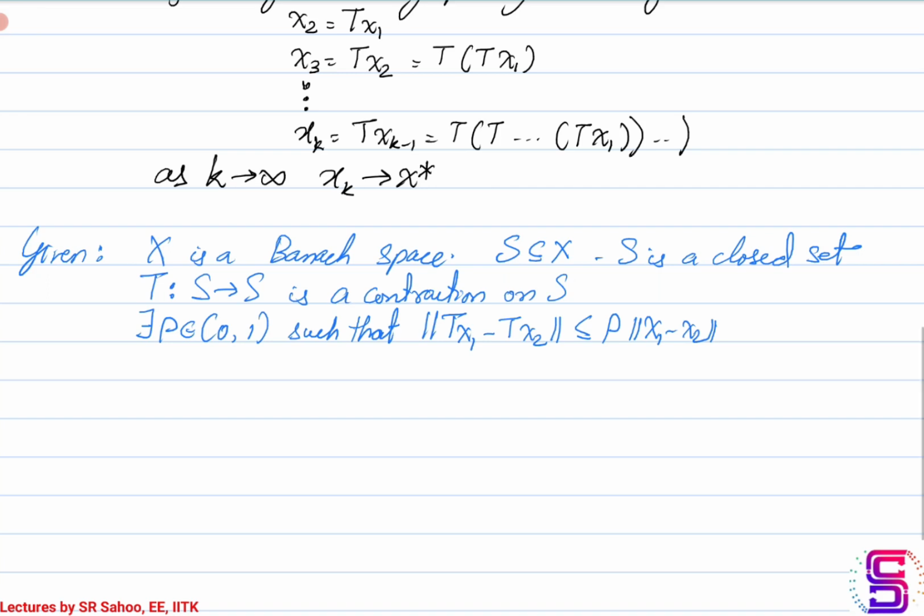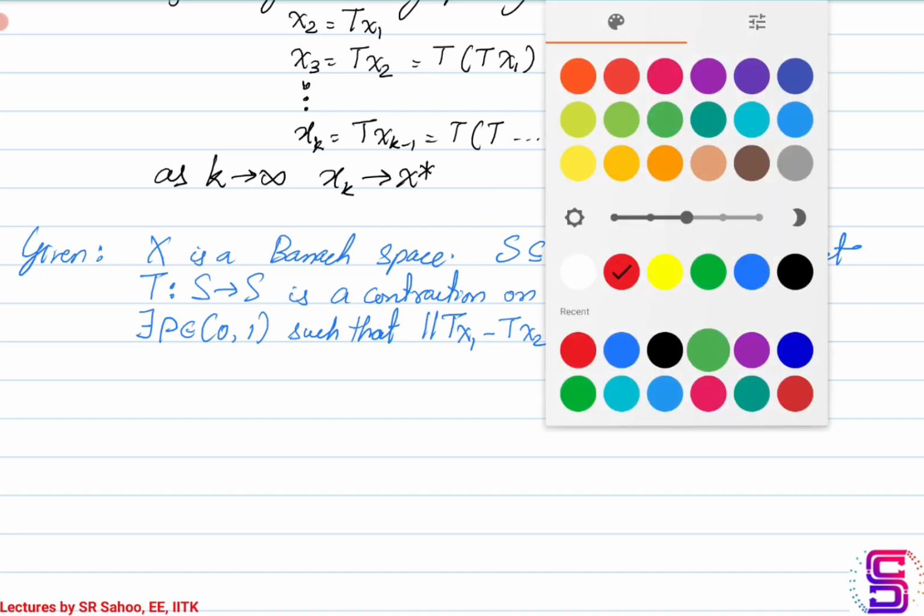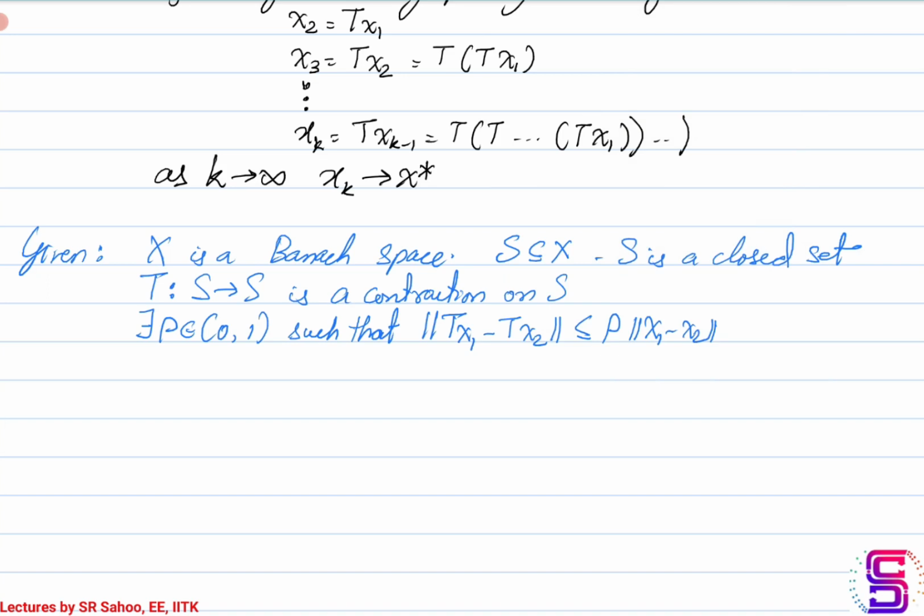Now we'll see the proof of this Banach fixed point theorem, and this proof we'll see in 5 parts, that will make it easy to follow the proof. The first part will basically try to establish that xk plus 1 minus xk can be related to x2 minus x1, which are the first two entries in the sequence.